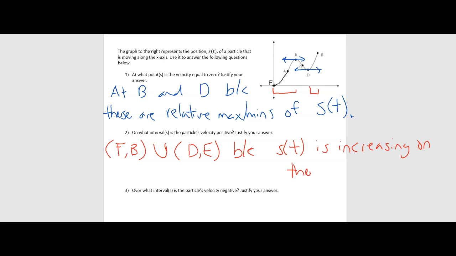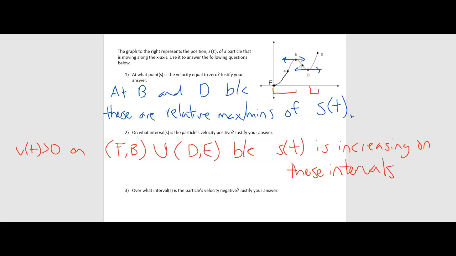on these intervals. And we could actually just say v of t greater than 0 on those intervals.